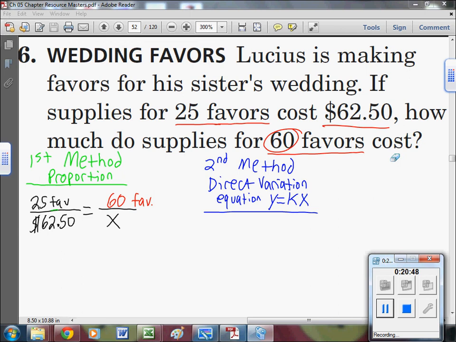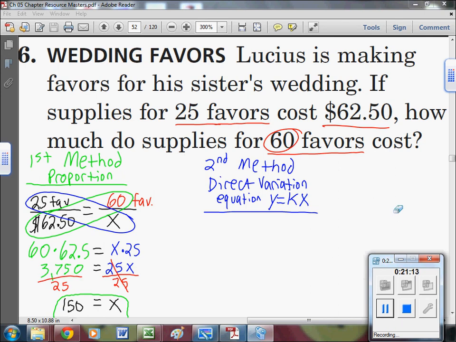I'm gonna hit pause for a moment for the multiplication. I'm not gonna waste your time to do it. I'll just quickly remind you how to set it up. So we have 60 times 62.5, and then you also have to multiply in the other direction. X times 25. So if you need a reminder of how to do the cross product property, check out some of the videos we did back in chapter 4.